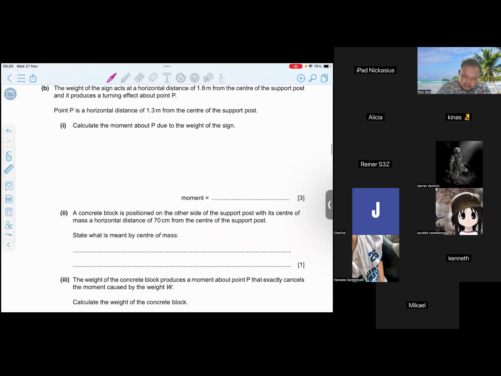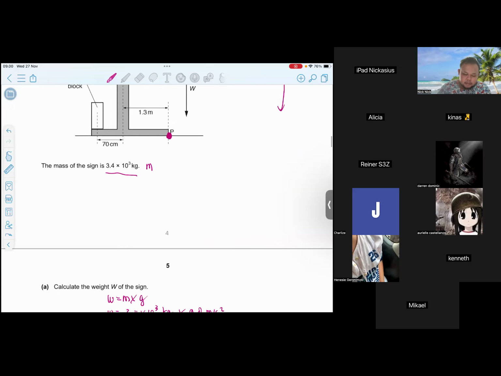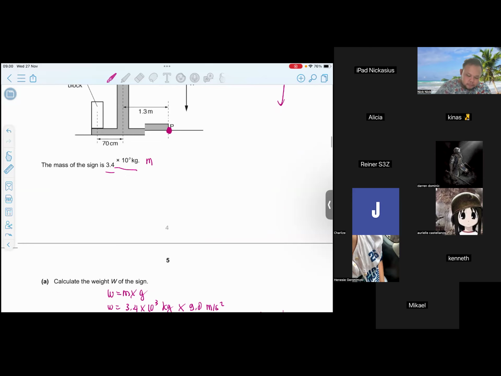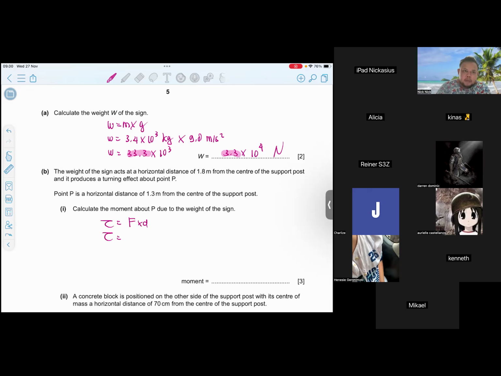The weight of the sign, the distance here, D perpendicular is here. 1.8. So moment tau equals force times distance. Tau equals to what? Tau equals weight times distance. 1 point.